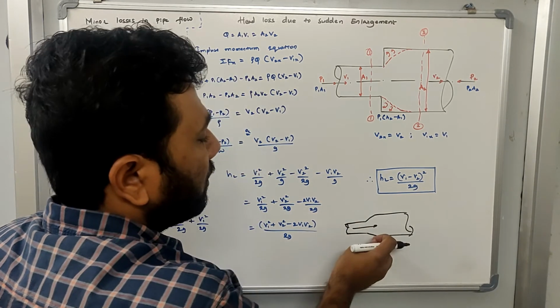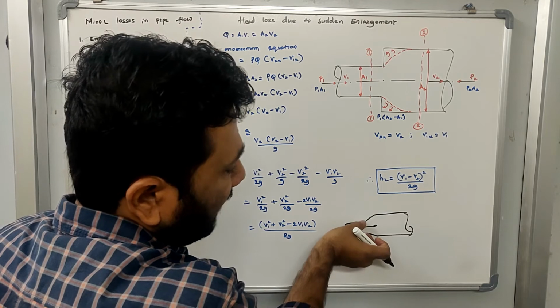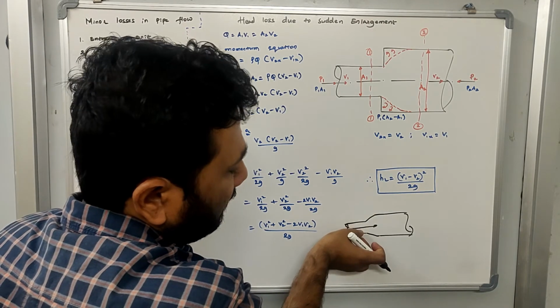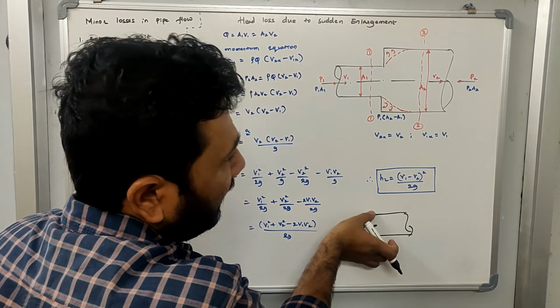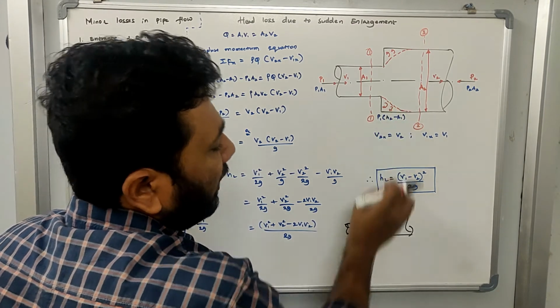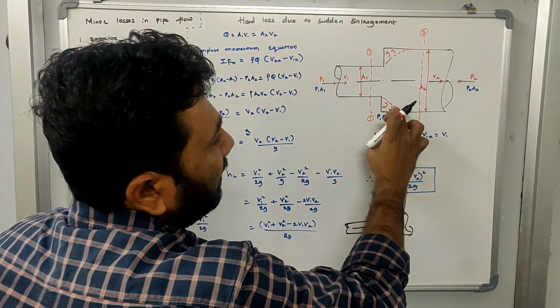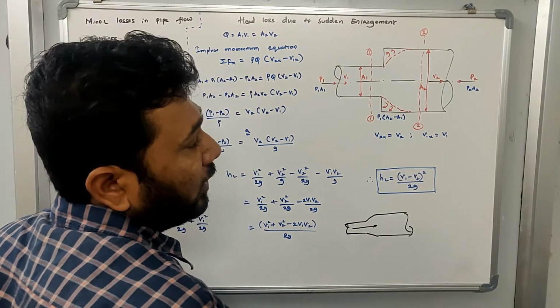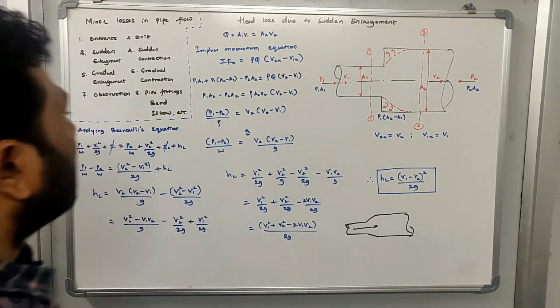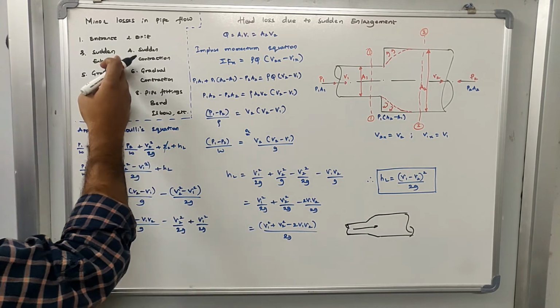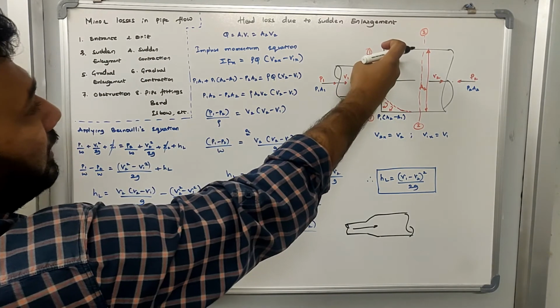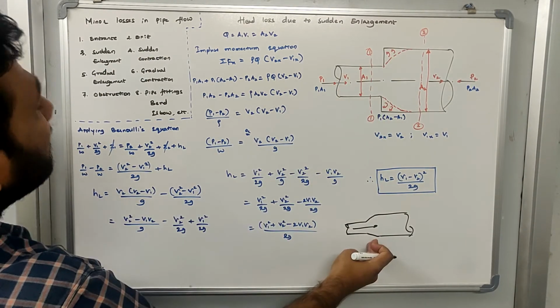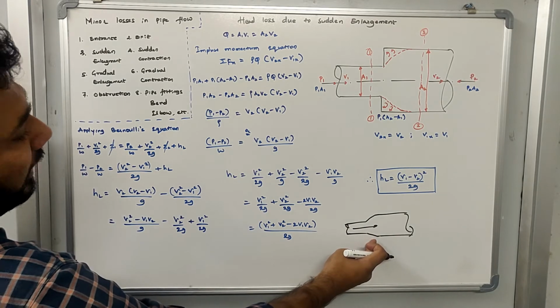This kind of gradual expansion, this gradual change in the area, will reduce the eddies and vortices that are formed at the corner, and by reducing these we can reduce the head loss that is going to take place. So that's why the earlier case is called sudden enlargement or sudden contraction. In this case it is called gradual enlargement or gradual contraction.